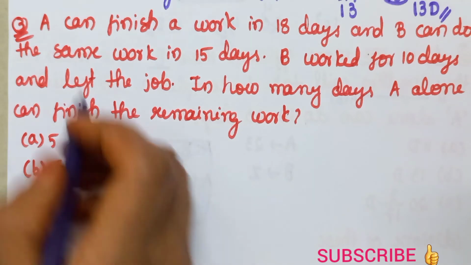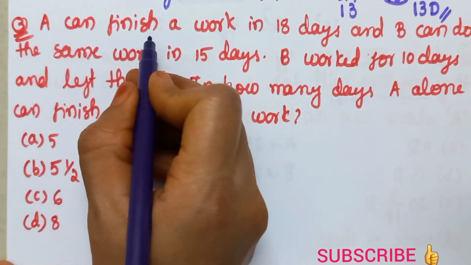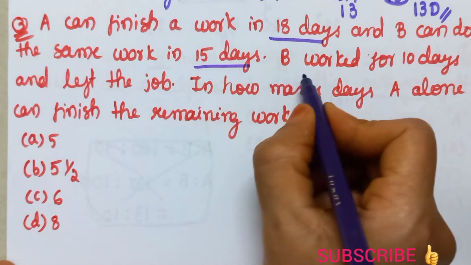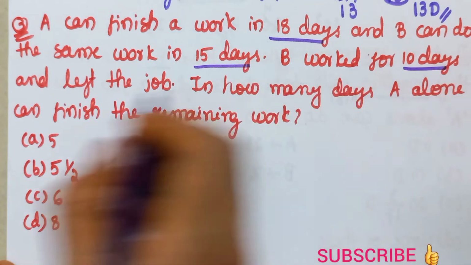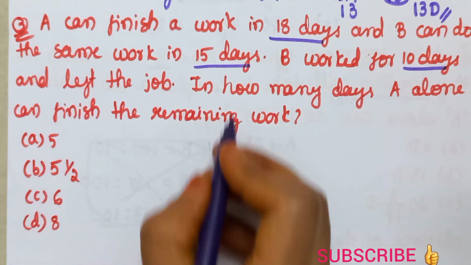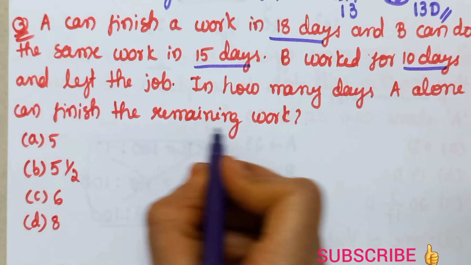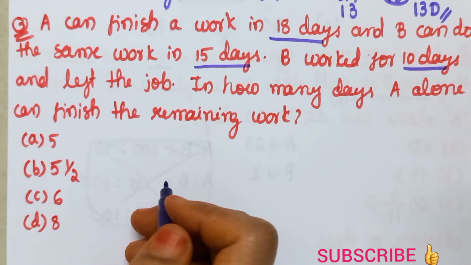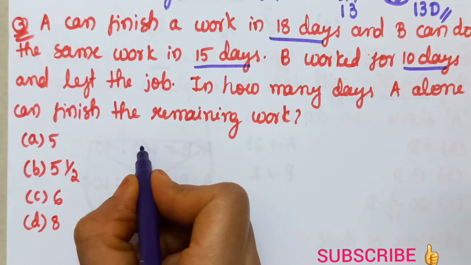So let's start doing the third problem: A can finish a work in 18 days and B can do the same work in 15 days. B worked for 10 days and left the job. That means after 10 days he or she left the job, and in how many days can A alone finish the work? That is the question asked. Here we can use a simple method, that is the LCM method.